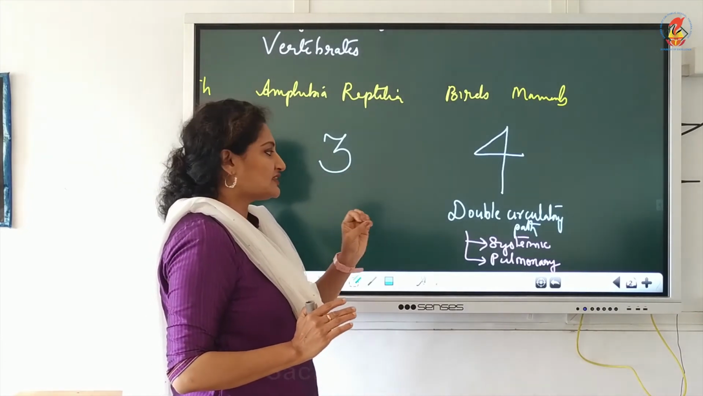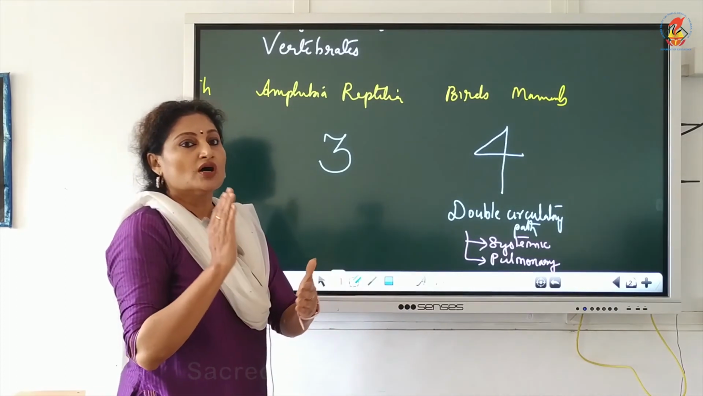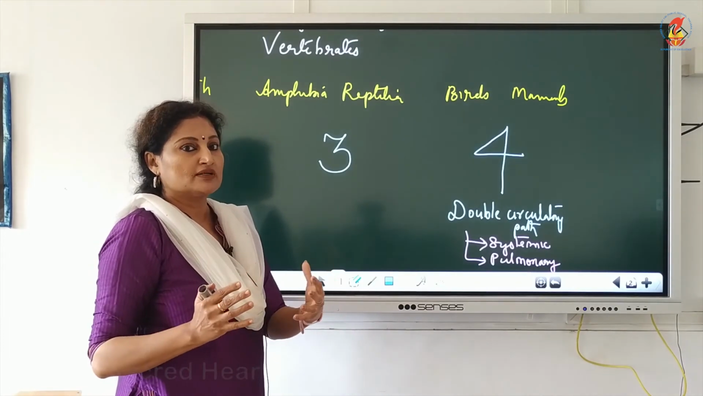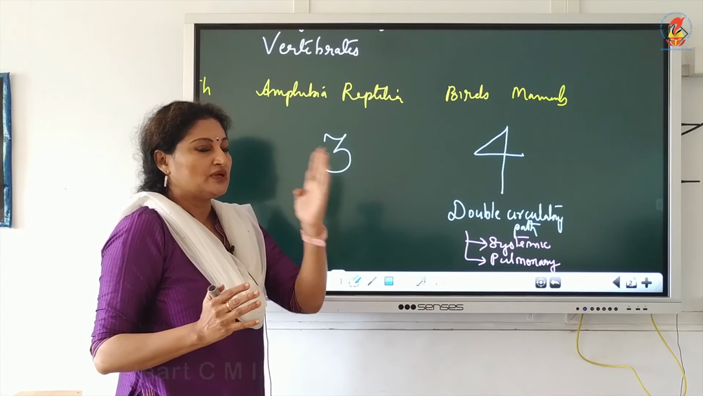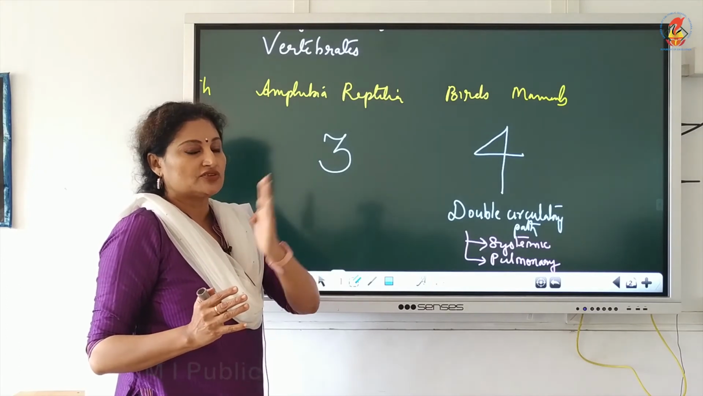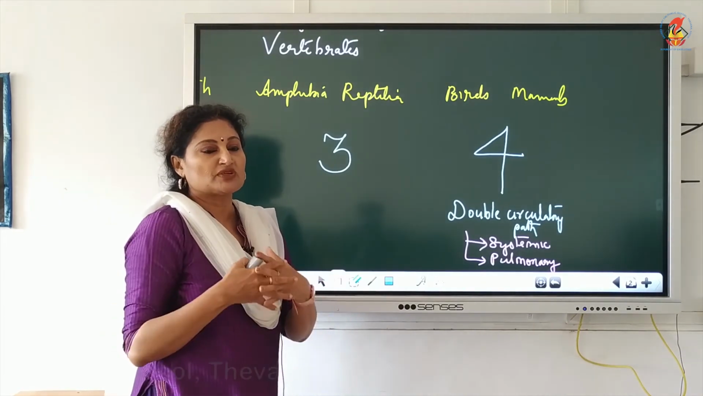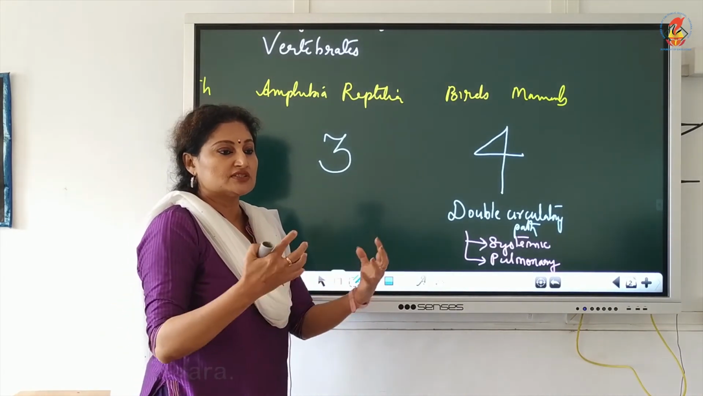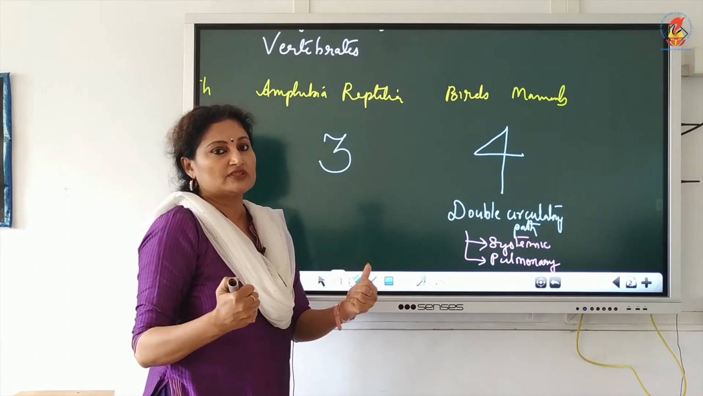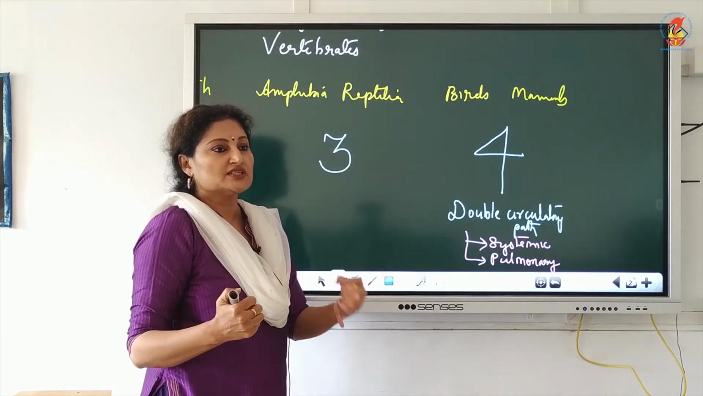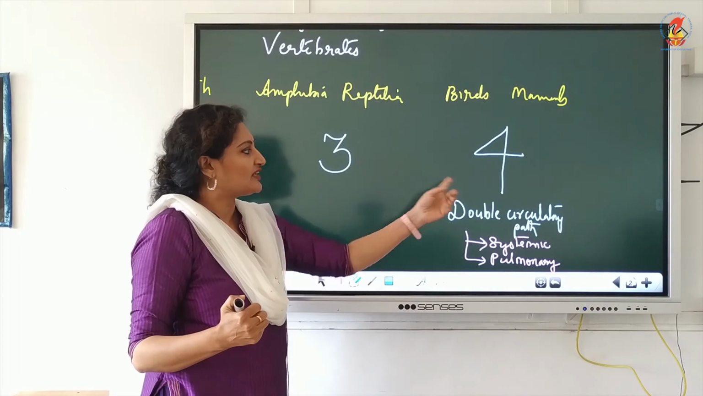One reason why it is efficient is that there is no mixing of the pure and impure blood, because there is a septum. Between the 2 atria there is an interatrial septum, and between the 2 ventricles there is an interventricular septum. There is no chance of mixing of blood. So, the blood that reaches the tissues is richly supplied with oxygen. So, efficient cellular respiration takes place. So, it is a very efficient pathway.